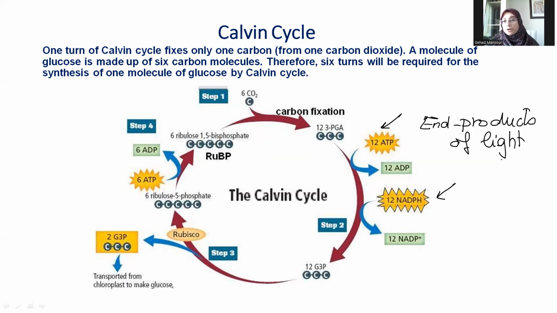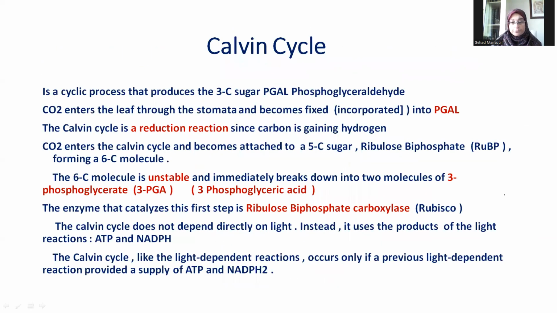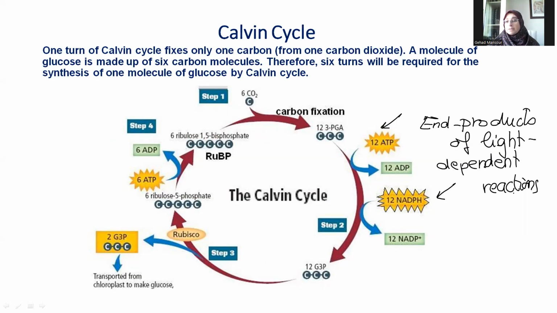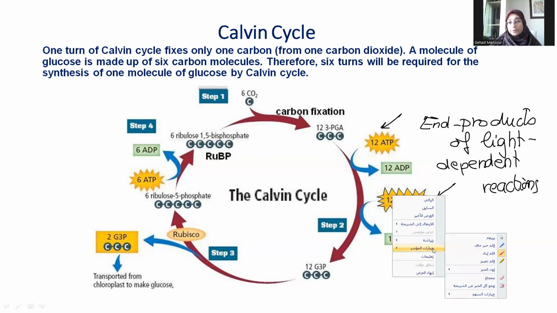In order for the Calvin cycle to proceed, this has to be preceded by light-dependent reactions. Light-dependent reactions. This is very important to know, okay? And now we are going to talk about a very important problem that occurs in photosynthesis, which is photorespiration.